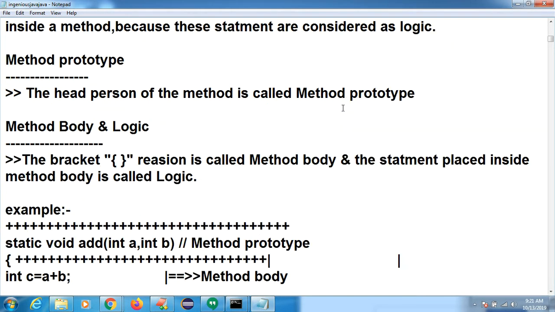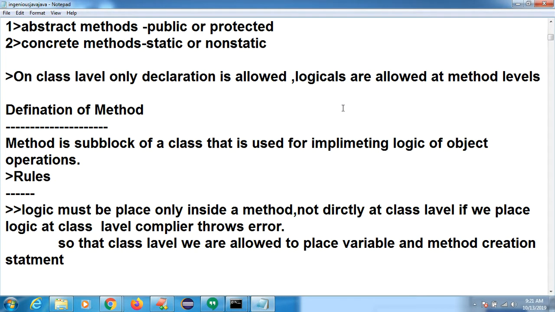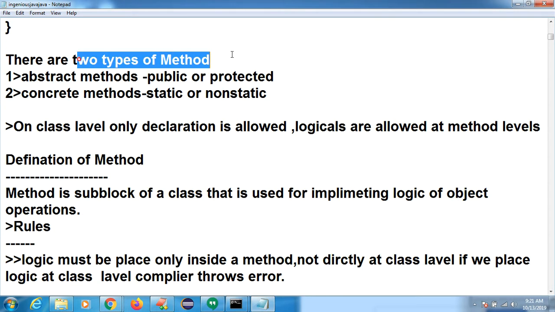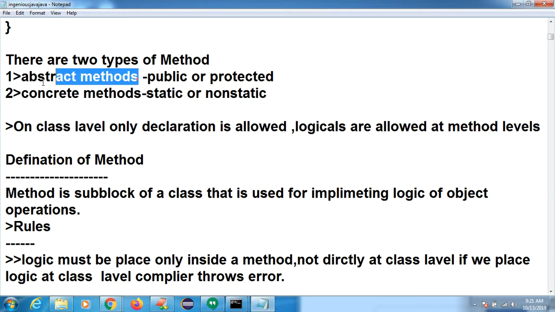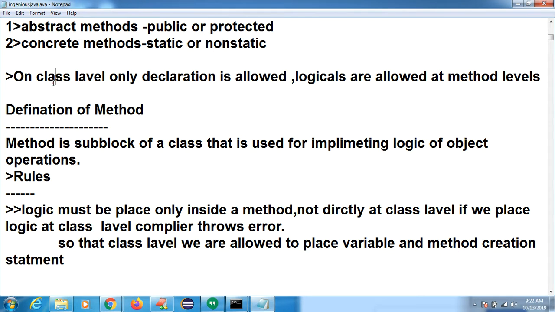So there are two types of methods. One is called an abstract method and one is called a concrete method. I will come to the abstract method and tell you the syntax of that, but in interface and abstract class, I will explore the abstract method. So at class level, only declaration is allowed. Logic is allowed at method level.